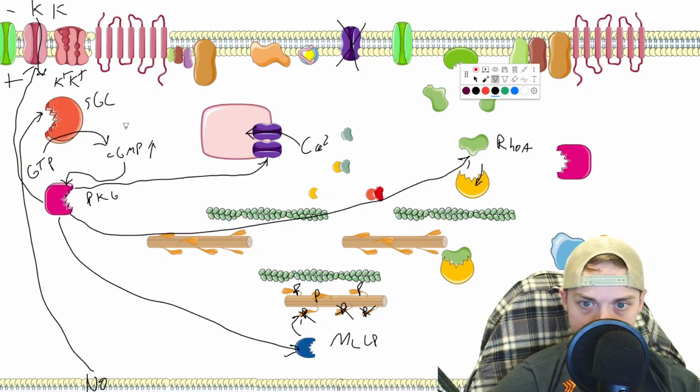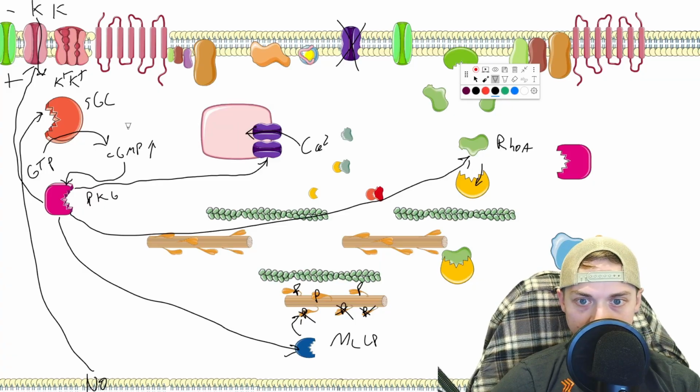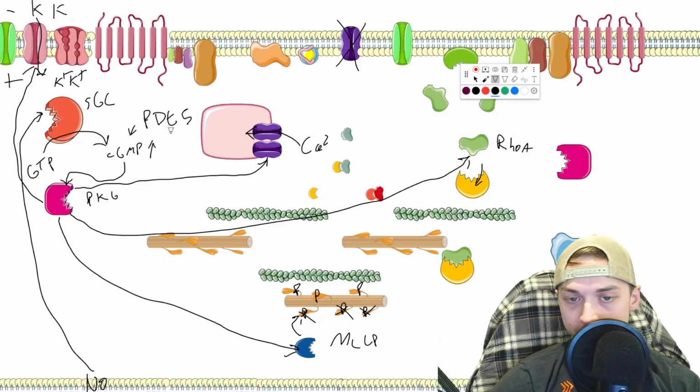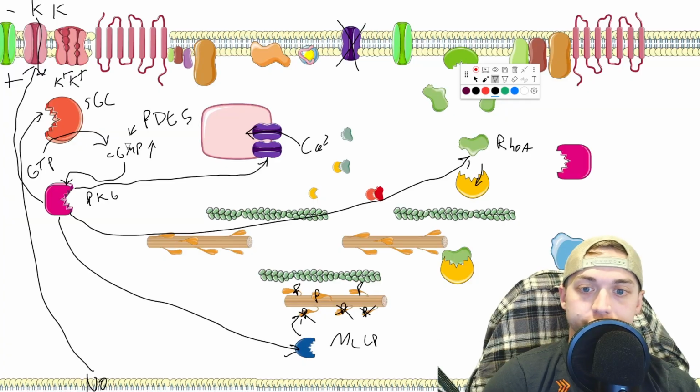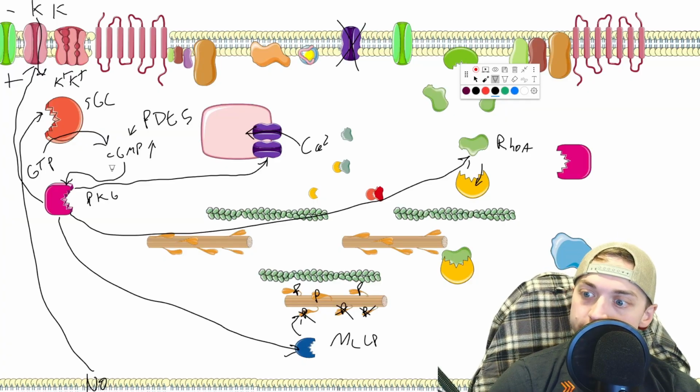I do want to mention something though. There is an enzyme that breaks down this cGMP. This is called PDE, more specifically PDE5. So this is our phosphodiesterase enzyme. And if cGMP can't be created, then it can't activate this pathway.